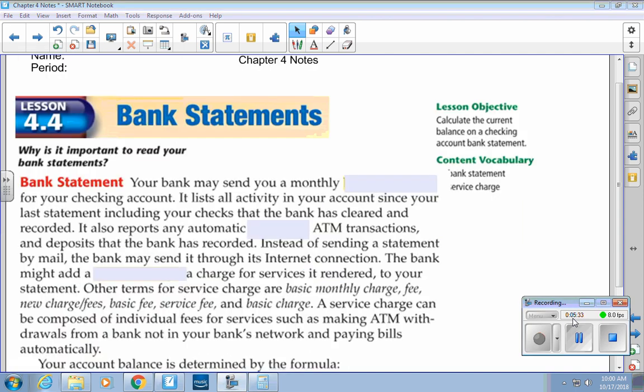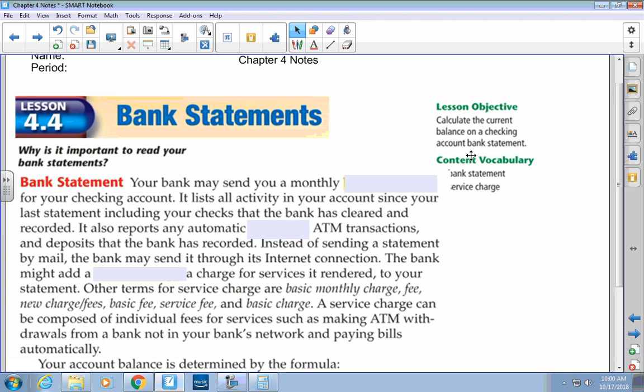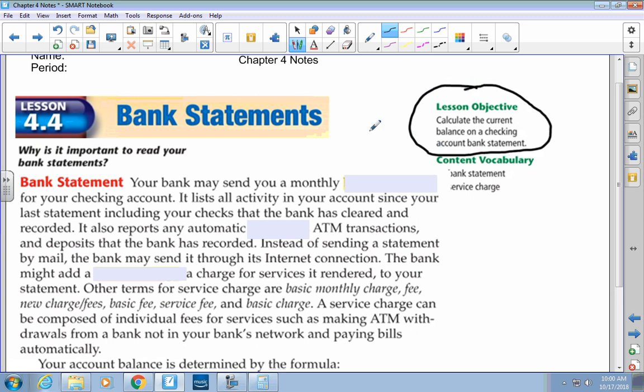$455.53. The next topic we're going to discuss is bank statements. So at the end of every month, your bank should send you a statement, whether it's electronically or a paper version of the statement. So our lesson objective for 4.4 is to calculate the current balance on a checking account bank statement.